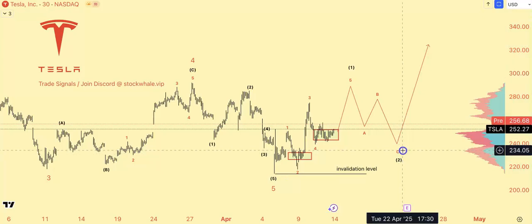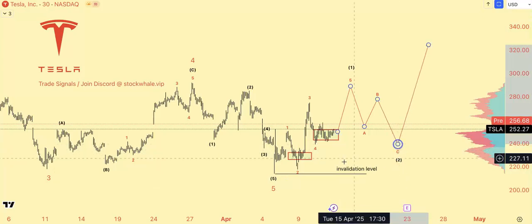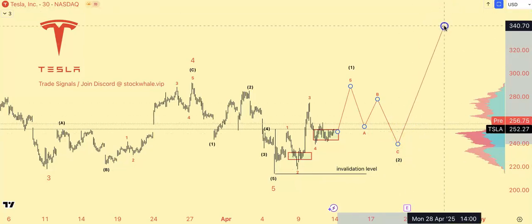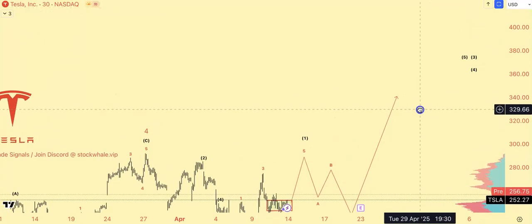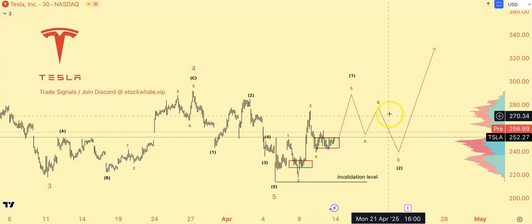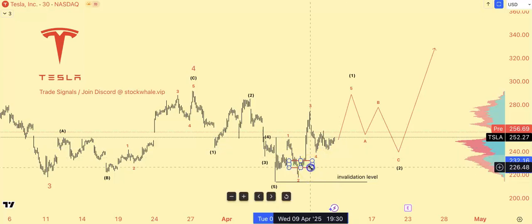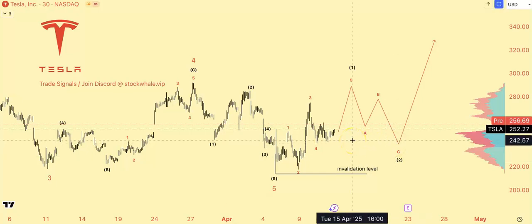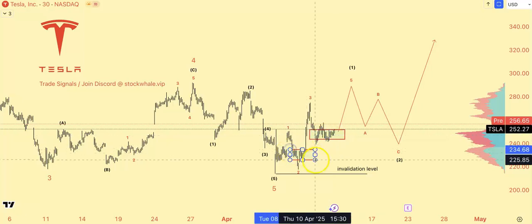If these lows can hold, if this invalidation level can hold, we're expecting a larger bounce into the future to at least 320, all the way up to even 380, as long as this structure can play out. So if you're a long-term investor, in my opinion, continue to accumulate, continue to buy. If you're a trader, I mentioned to you guys in a few videos to start longing and start buying here, as well as here.